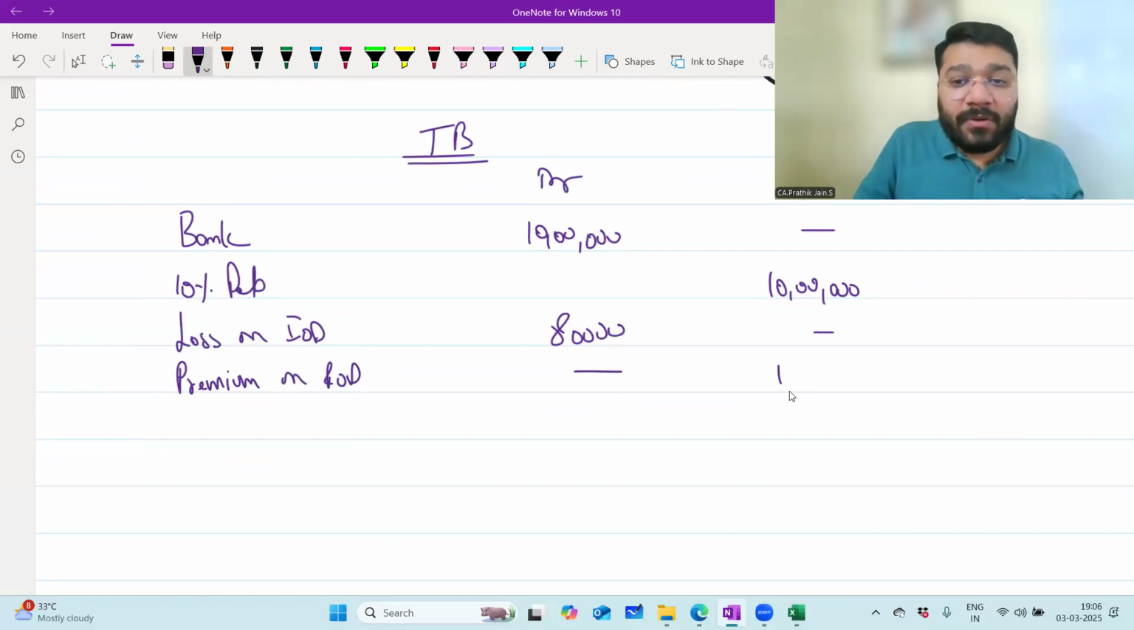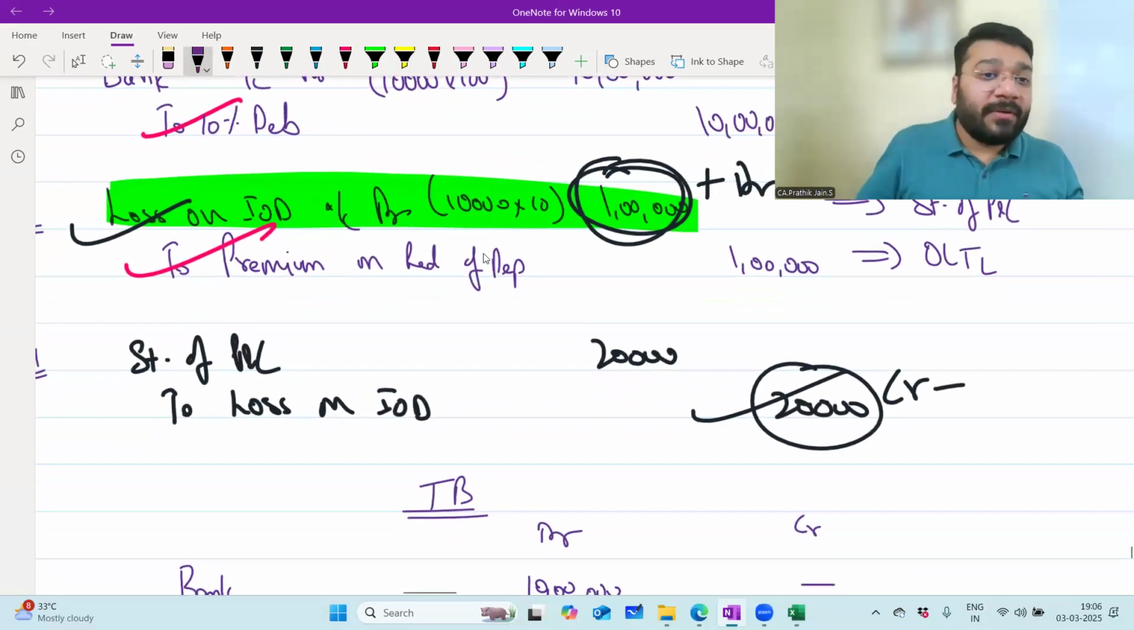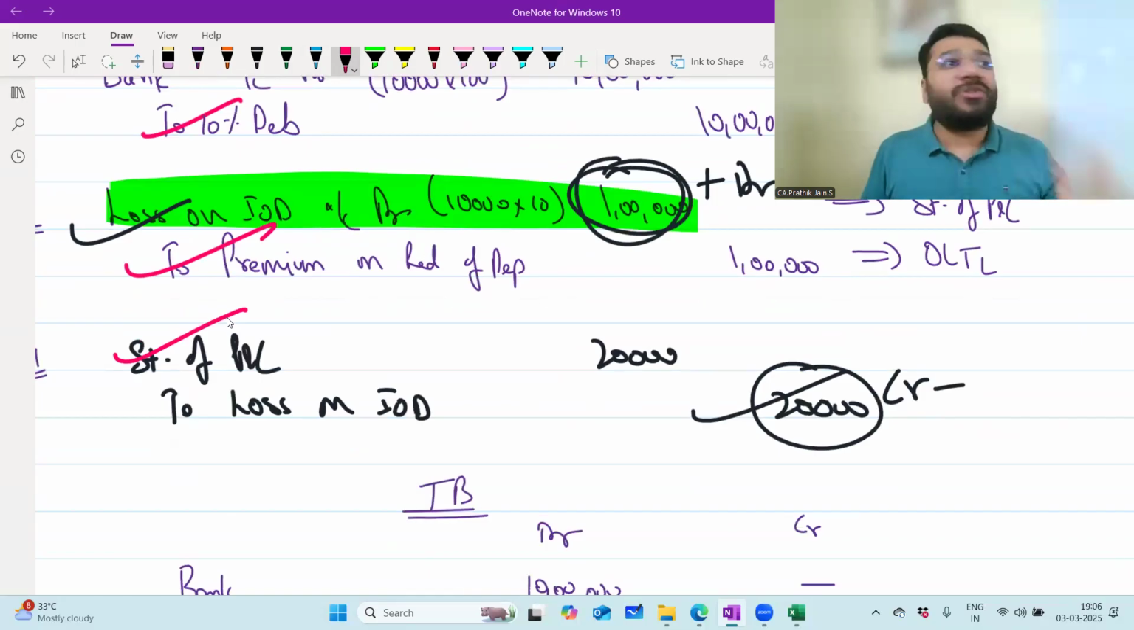How much? 1 lakh on the credit side. Okay. Then what have you done? You have prepared a statement of P&L by debiting. So assume there is no revenue from operation. No other income. No cost of material consumed. No change in inventory. No purchase of stock in trade. No depreciation, amortization. No employee benefit.